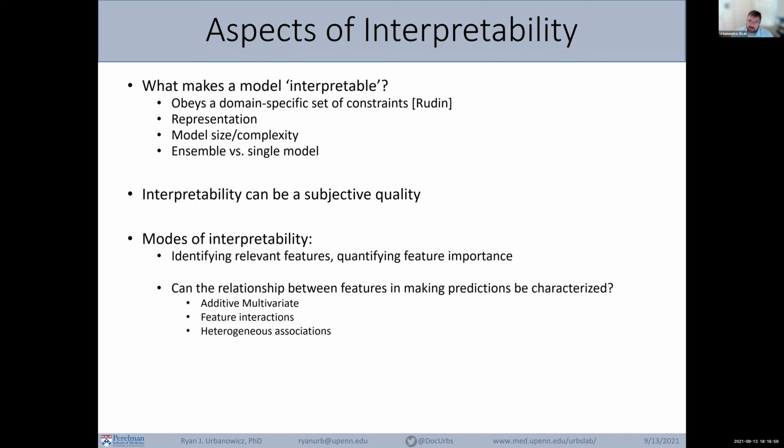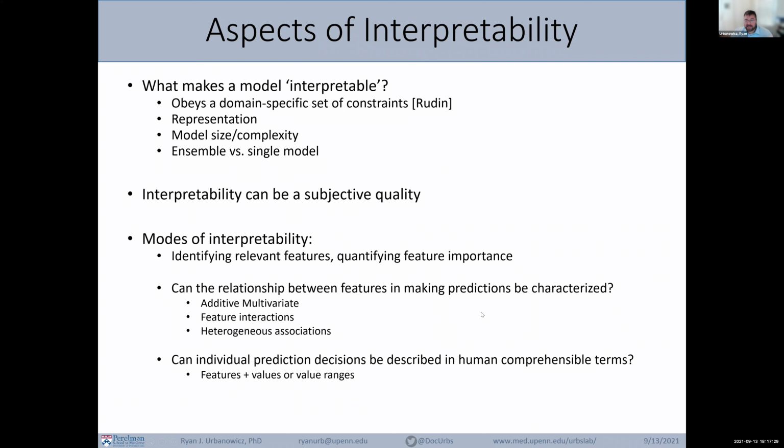Another that I focus on a lot, and you'll see is a common theme in this talk, is trying to characterize what are the patterns between the features in the data set. Are they simple univariate relationships with our target outcome that we're trying to predict? Or are they more complex multivariate relationships, either additive, maybe there are interactions, which I'll talk about more in a second, or heterogeneous associations, which again, I'll talk about in a little bit more detail in a moment.